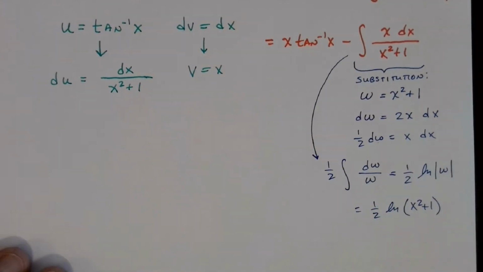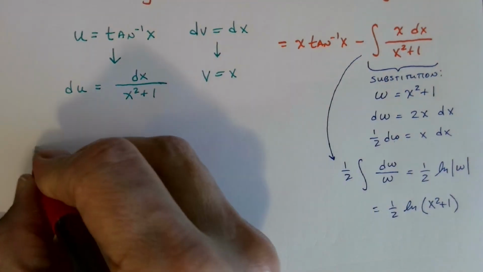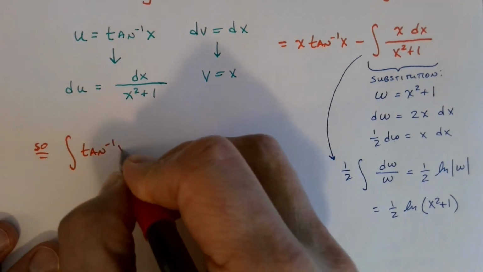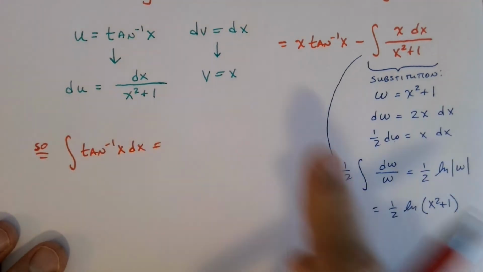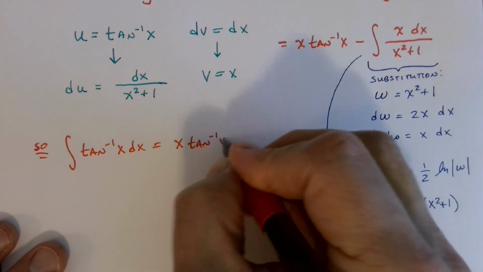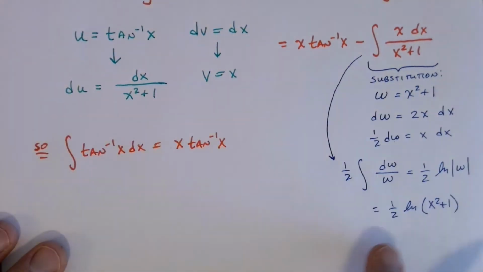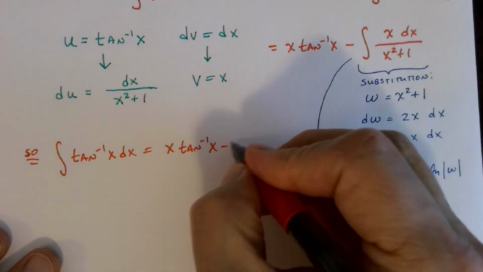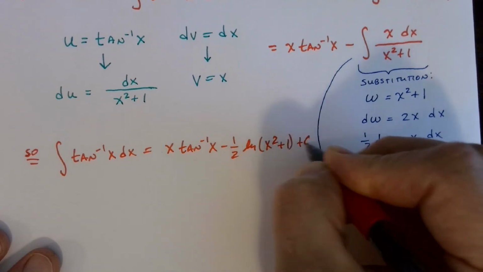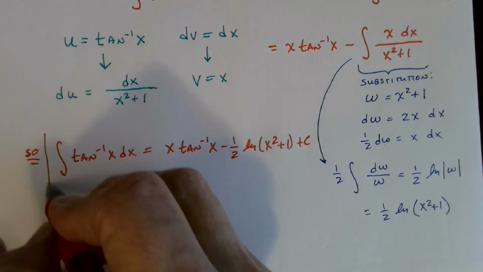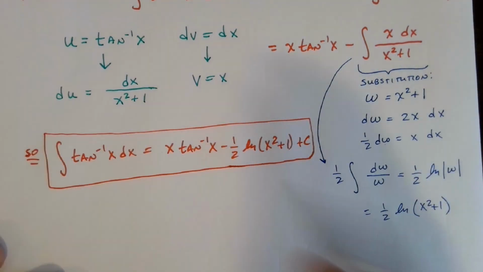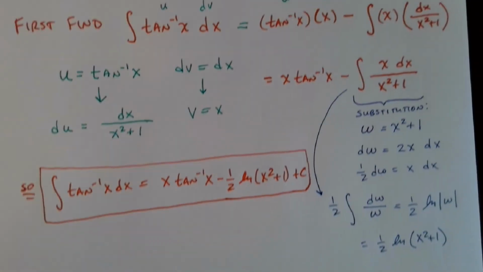And so my answer is that the antiderivative of tangent inverse x is x tangent inverse x minus 1/2 the natural log of x squared plus 1 plus c. Okay, so that's the first step.